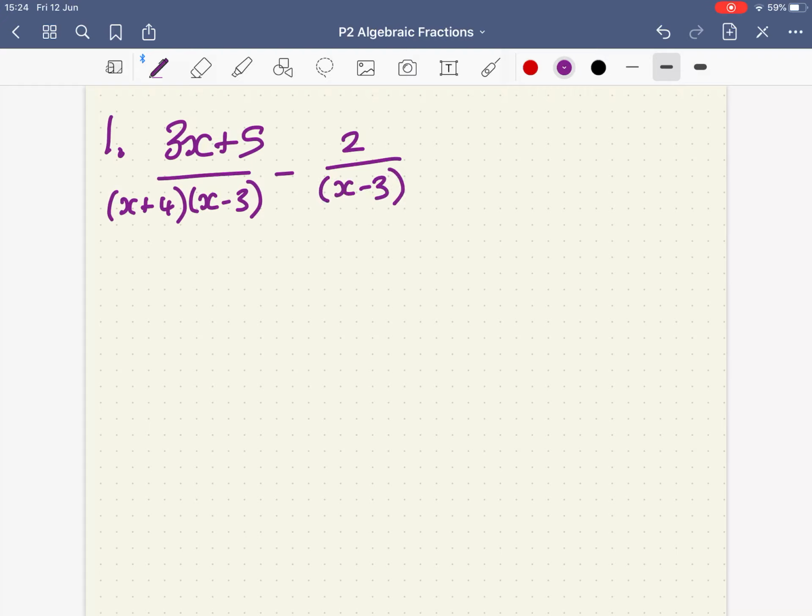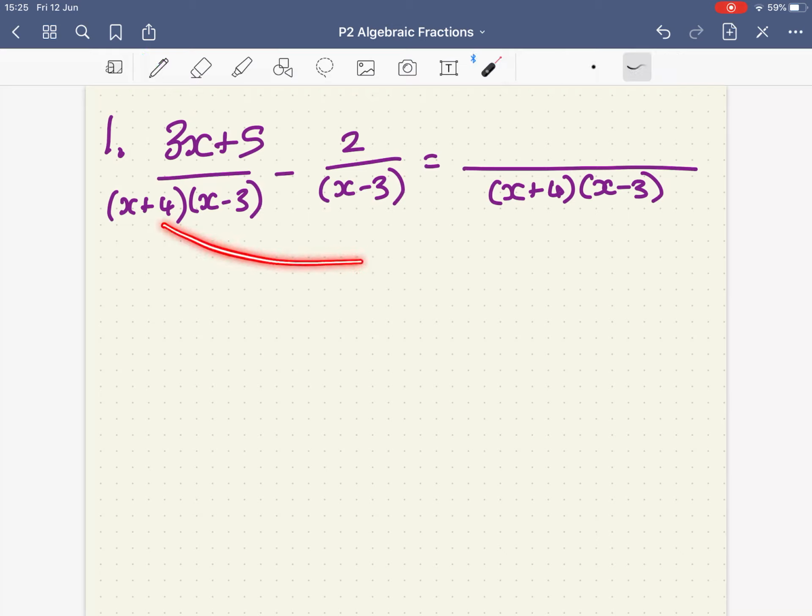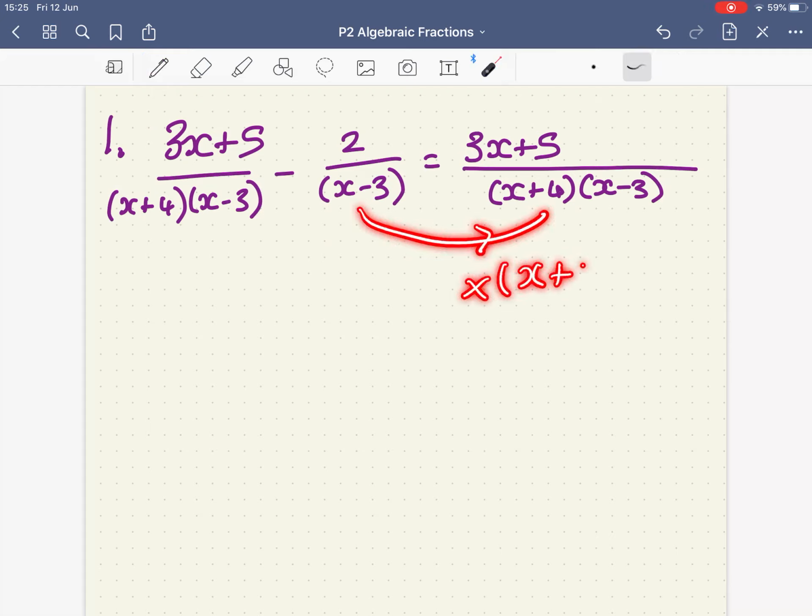Okay, so this is a bit like the last question we did. It's important that we look for the lowest common multiple to be our denominator. So that's going to be a common denominator of x plus 4, x minus 3. To get from here to here, we multiplied by 1, so the top is just 3x plus 5. To get from here to here, we multiplied by x plus 4. So we'll have to do the same on the top.